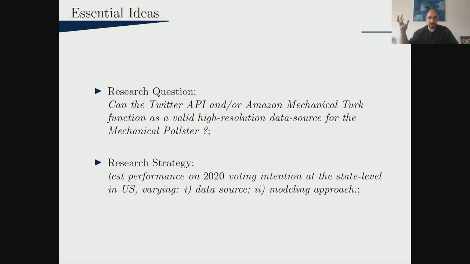And the research strategy that we use is to test the performance of MRP, and by extension, the Mechanical Pollster, on 2020 voting intention at the state level in the US. First, varying data sources, so testing out how the Mechanical Pollster would do if it only uses Twitter data, if it only uses Mechanical Turk data, if it uses random digit dial polls. And then changing modeling approaches, going from the traditional multi-level regression to multi-level regression with structured priors, to ridge regression, to tree gradient boosting through XGBoost, and so on and so forth.